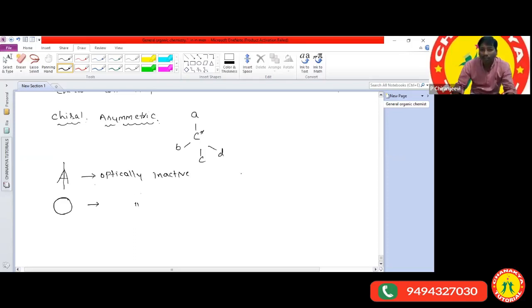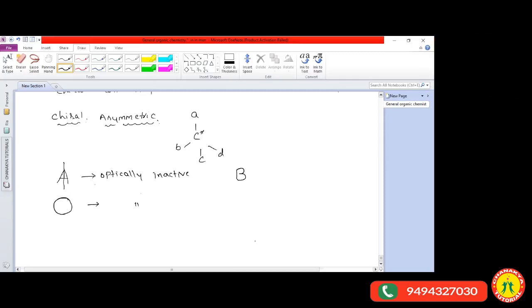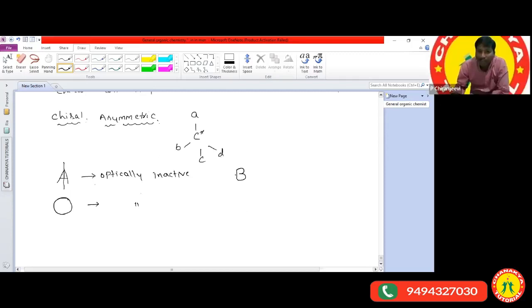And one more question here. Another one: capital B. Is B optically active or optically inactive? Optically inactive, because it has a plane of symmetry. If you cut through the middle, you will get two equal halves. If you get two equal halves, we can call it optically inactive.